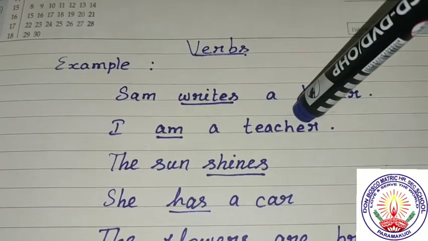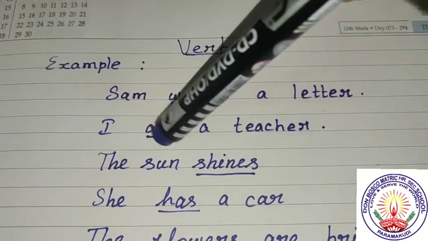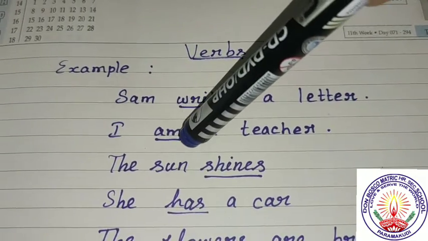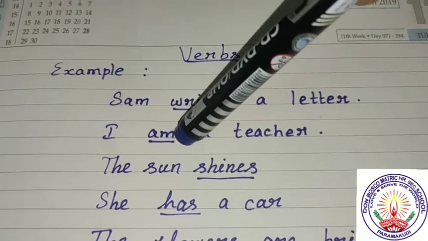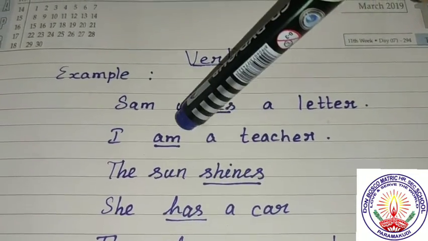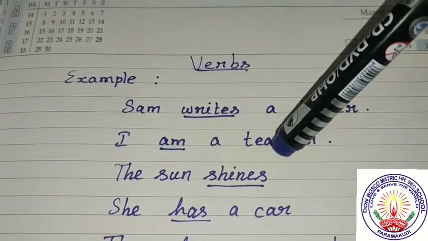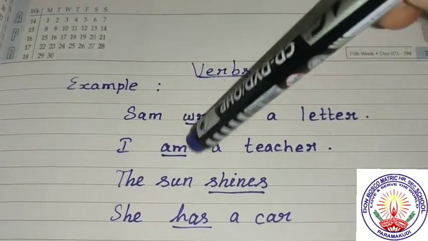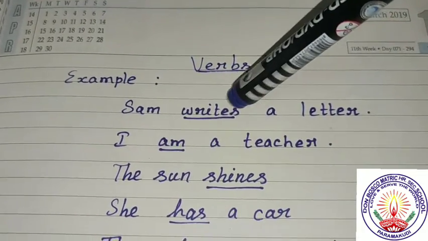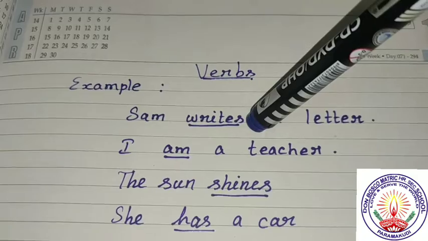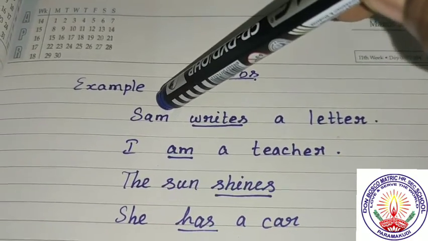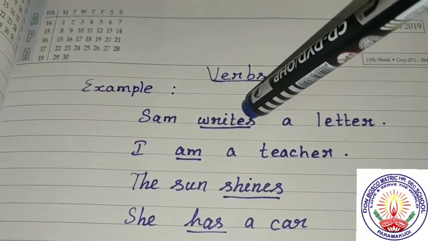Then, I am a teacher. Here which is the verb? Am. Am is the be form verb, and here it functions as a main verb. I am a teacher. Here the be form verb. Sam writes. So what is the action done by Sam? Writes. So this is the action word.